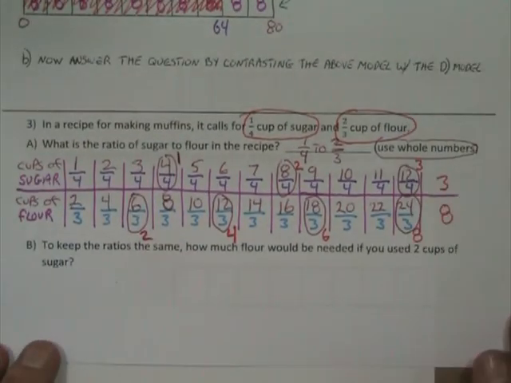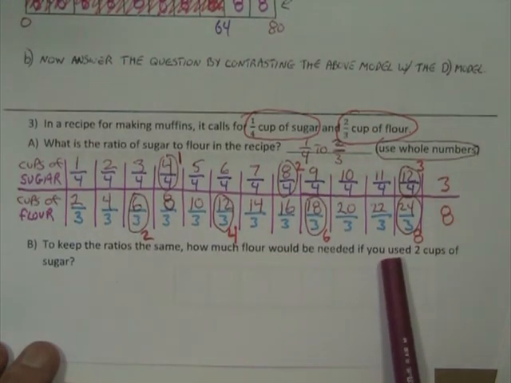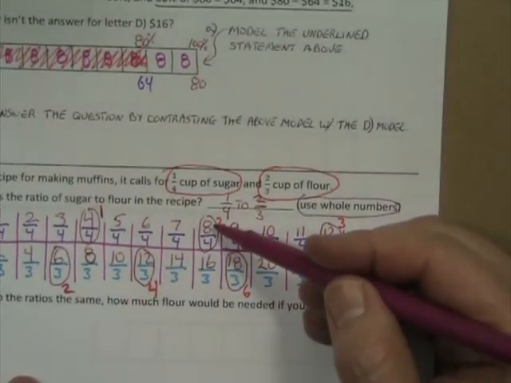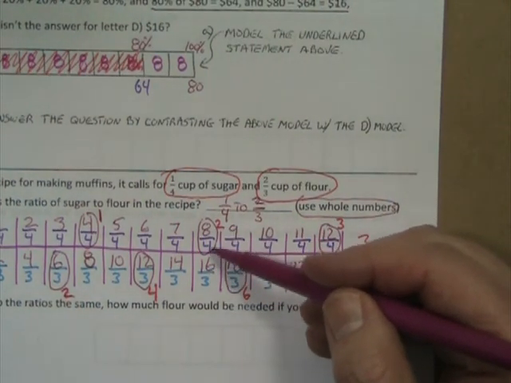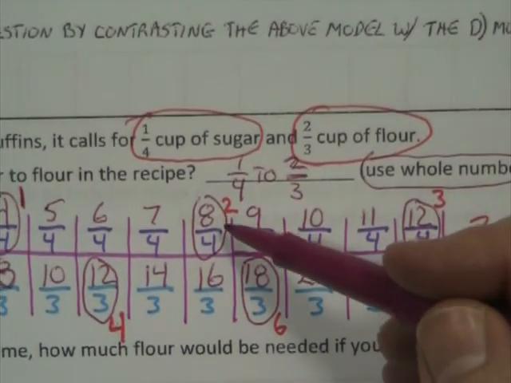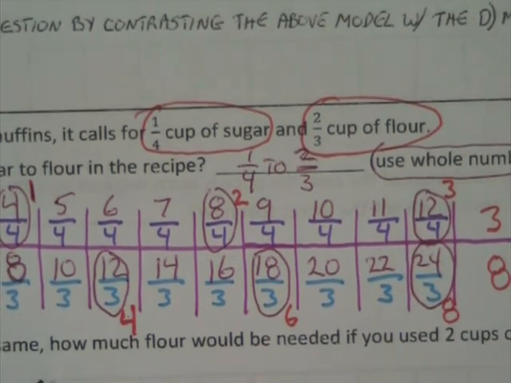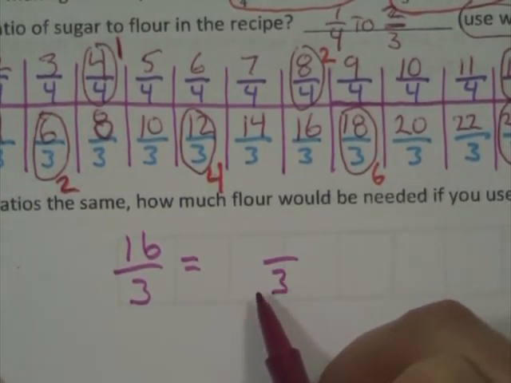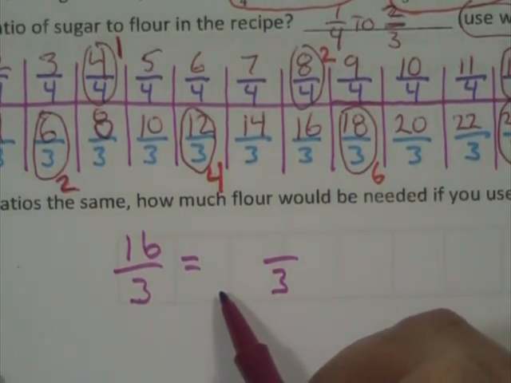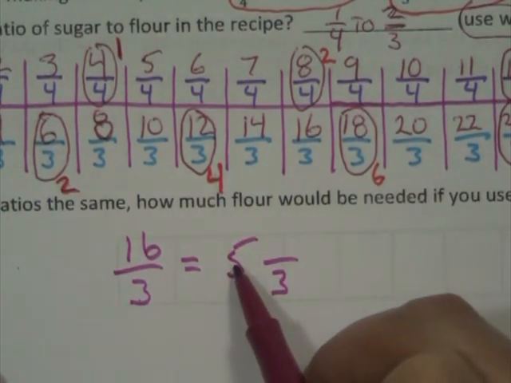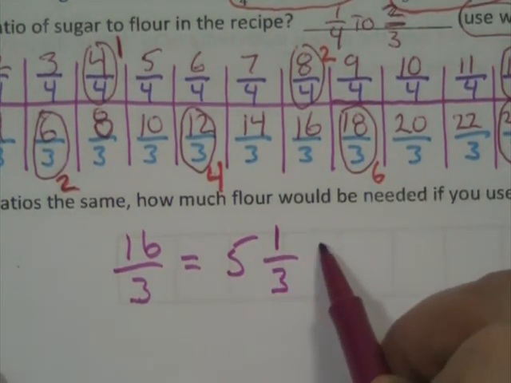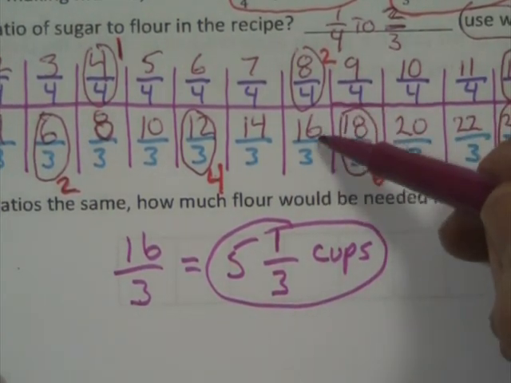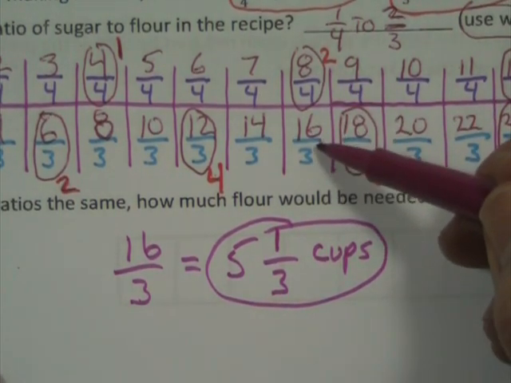So the next question says, to keep the ratios the same, how much flour would be needed if you used 2 cups of sugar? Well, look, here's sugar, and here's 2 cups. How much flour do you have to add? Okay, so it's right there. For 2 cups, you would need 16/3 cups of flour. Okay, well, how much is that? 3 goes into 16 how many times? 5? 15? So the answer would be 5 1/3 cups. Because you already had the answer right there. 2 cups of sugar is 16/3 flour. So there it is.